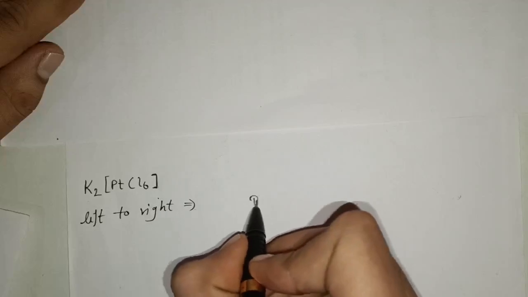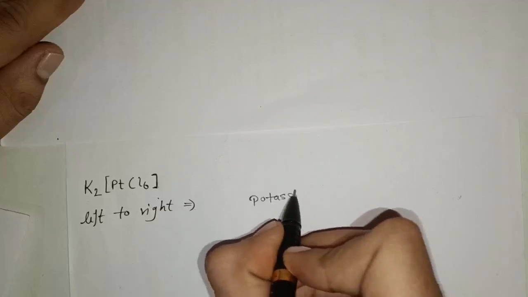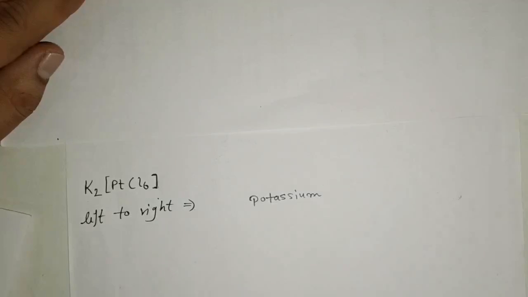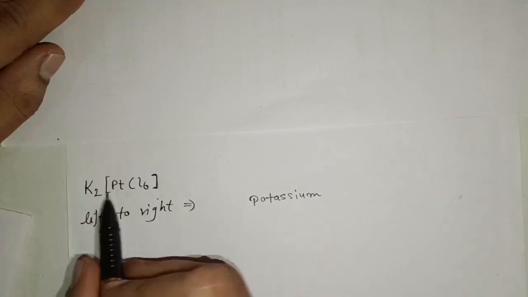Always the IUPAC naming of the coordination compound should be from left to right. What does that mean? If you see, potassium comes first if we talk about left to right. This we know as coordination sphere. Potassium is out of the coordination sphere. So potassium will be named as potassium only. Generally we'll call it potassium without any particular rule. Now we need to name this coordination sphere.